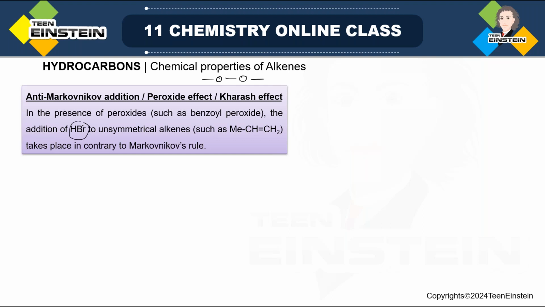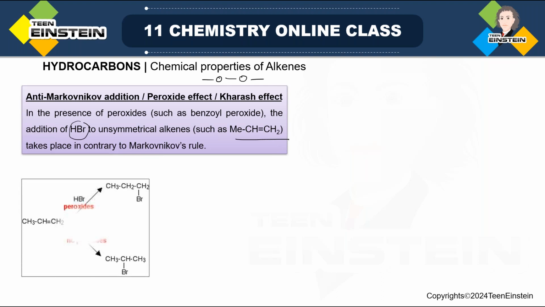Addition of HBr to an unsymmetrical alkene such as propene, MeCH=CH2, takes place in contrary to Markovnikov rule. Now, what does in contrary to Markovnikov rule mean? Normally, we know when we have propene, in the absence of peroxide, that is normal HBr you are adding, the negative part will be added to this carbon, and that you can see here. That is the expected product. But when you have peroxide, now the negative part is added to the terminal carbon. This is the difference when you take peroxide and when you do not.